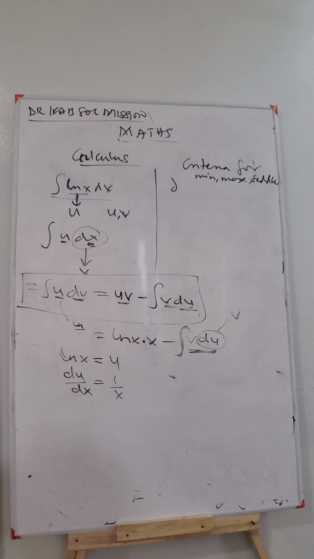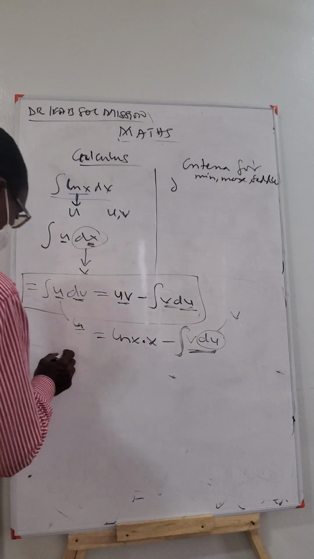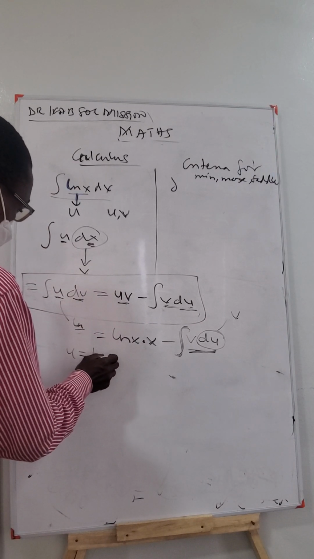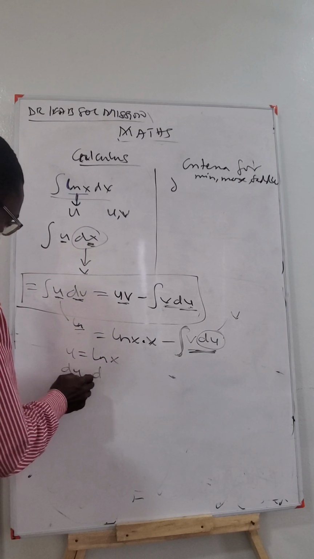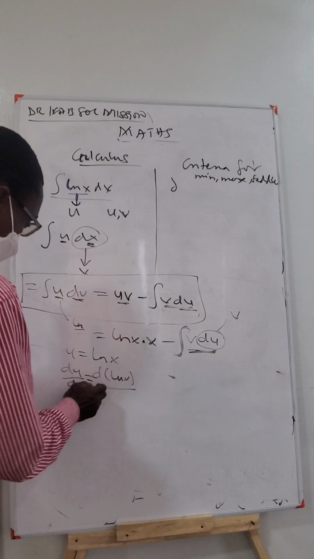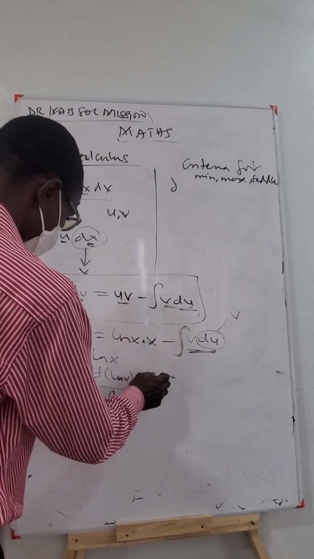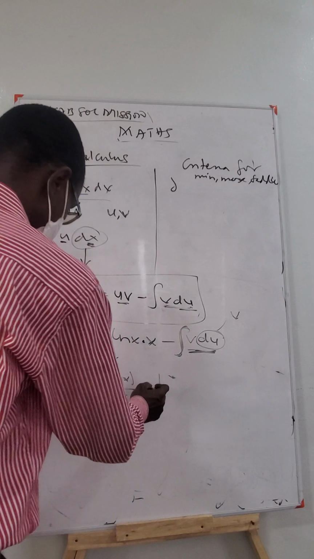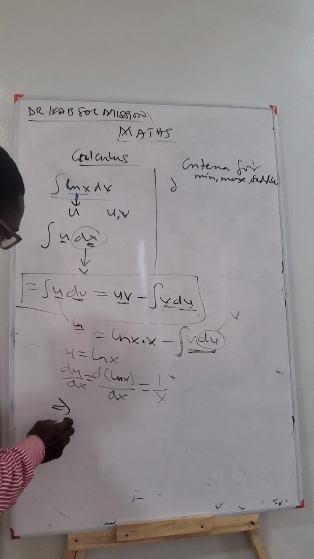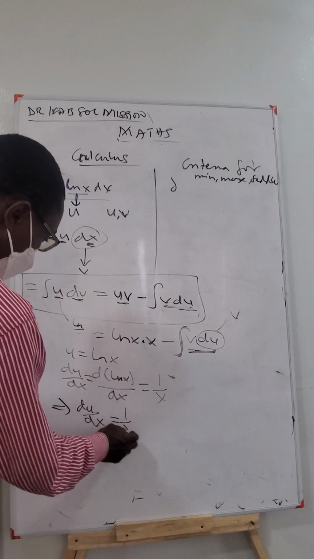Right. So let me write it well, so that people will understand what I mean. We are saying u is equal to natural log of x. So du dx, which is the derivative of ln x, is going to give us the inverse, so this is going to give us 1 over x. That's what I mean. So from that expression, it implies that du dx is equal to 1 over x.